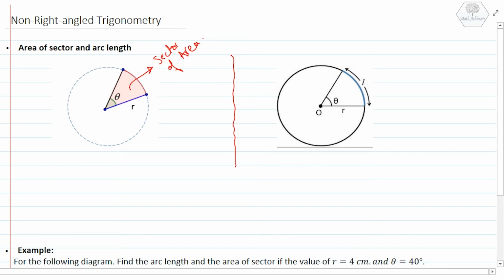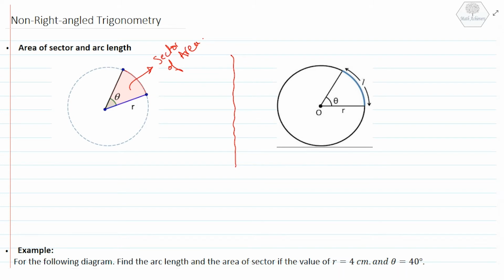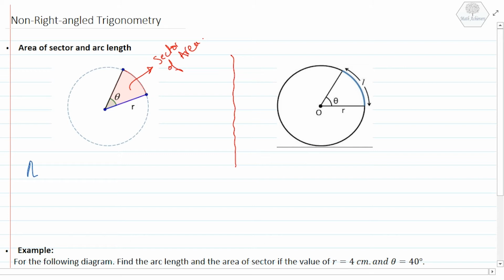And since it's part of the area of the circle, the area of the sector is equal to the angle, which is theta, over the full rotation inside the circle, which is 360 degrees, times the area of the circle, which is pi r squared. And by this, I can find any area of sector inside any circle.